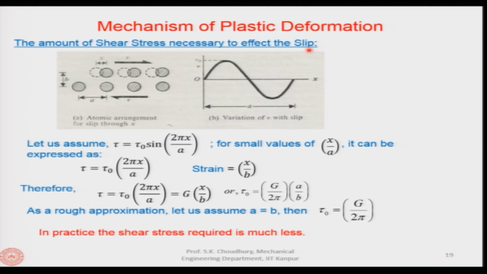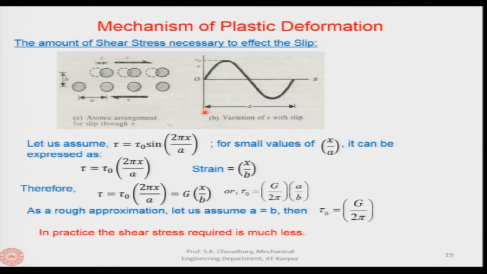Then we started discussing the amount of shear stress necessary to affect the slip. Here we said that if we had the equilibrium lattice structure, and a stress is applied with sufficient shear force, the atom will move from the stable position to this, because of the high strain rate of deformation. This is the distance moved by the atom, x, this is the distance between two layers of atoms, b, and the atomic distance is a.